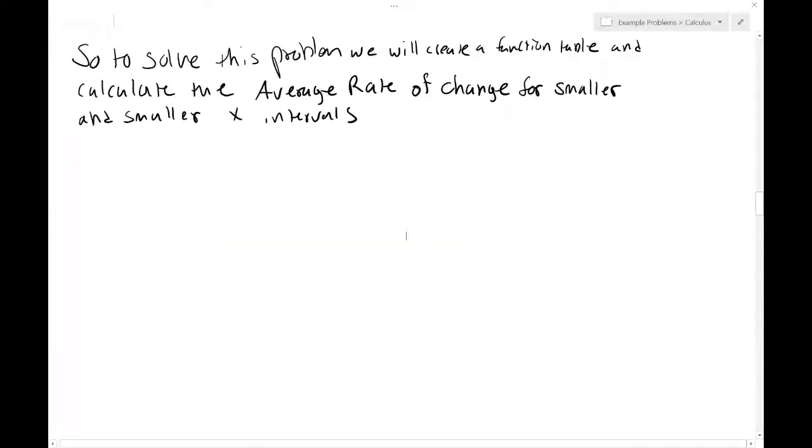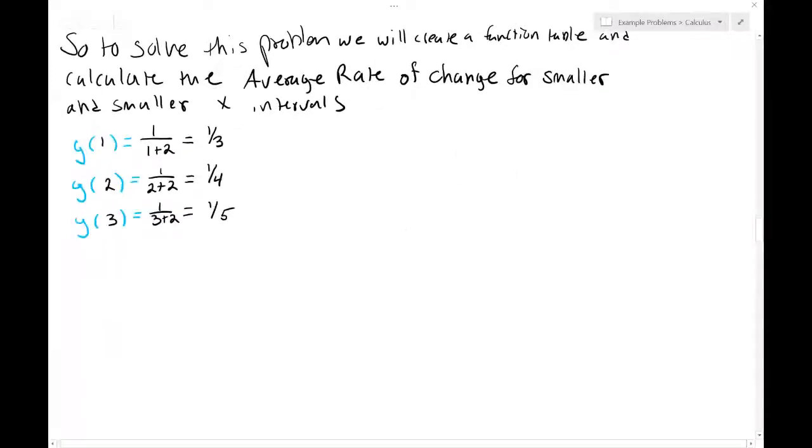To solve this problem, we will create a function table and calculate the average rate of change for smaller and smaller x intervals. Here's our function table where y of 1 is equal to 1 over 1 plus 2, which is 1/3, y of 2 is equal to 1 over 2 plus 2, which is 1/4, and y of 3 is equal to 1 over 3 plus 2, which is 1/5.